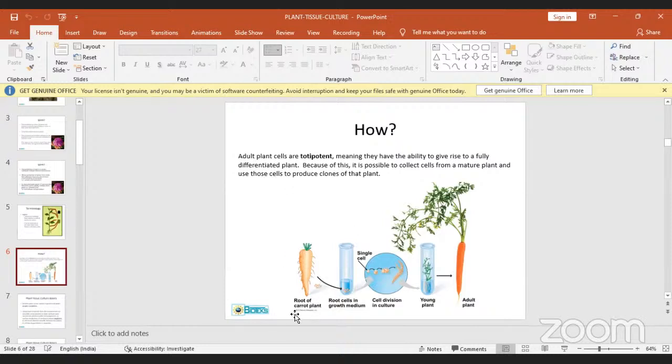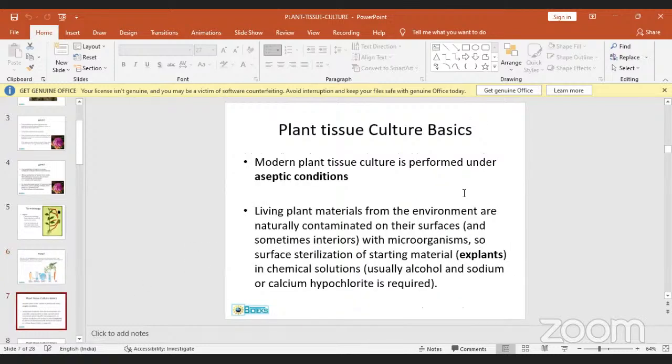So these are root cells of a carrot plant in the growing medium. It is a single cell dividing in culture, then the young plant, and finally we get the adult plant. So, plant tissue culture basics. Modern plant tissue culture is performed under aseptic conditions.